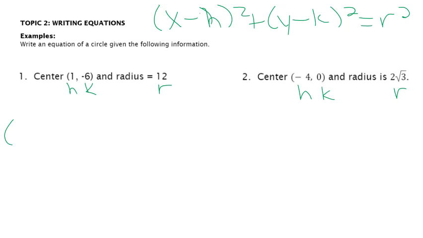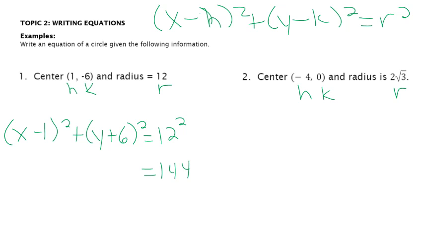So if it's positive 1, it's written as x minus 1. If it's negative 6, it's written as y plus 6. And then 12 squared is going to be 144. And then this would be my equation.